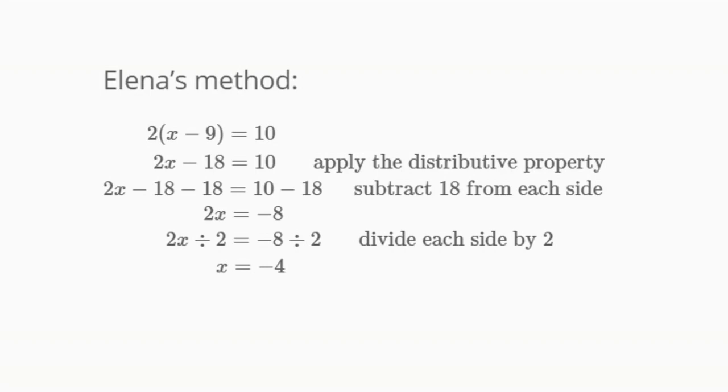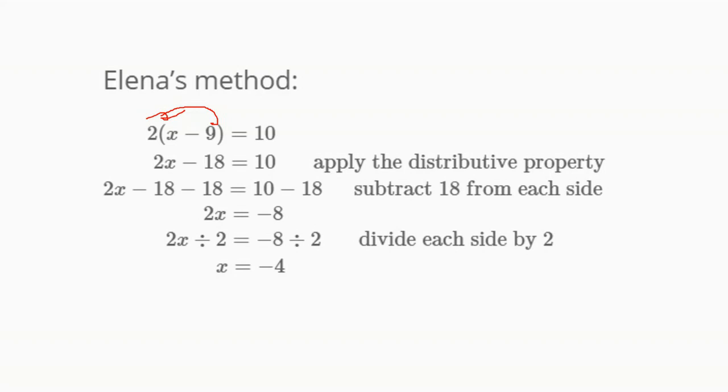So she has the same problem. Elena said apply the distributive property. Okay, Elena, so you might be on to something. So 2 times x gives us 2x, and then 2 times the negative 9 gives us a negative 18 equals 10. Then Elena says subtract 18 from each side. So let's check and see if we're correct. So first we have negative 18 already. So should we subtract 18 on both sides?